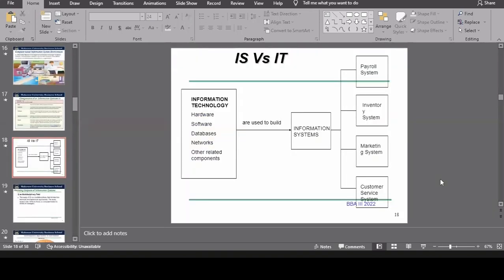Information systems versus IT. I think that information systems is just a go-between. I want you to look at that figure on your screen, where you have information technology to embed hardware, software, databases, networks, and other components. Then the information systems are just in between. When you look at IT, we use it to build information systems, and the information systems help us arrive at the payroll systems, the inventories, marketing systems, and the different kinds of systems embedded in information systems.